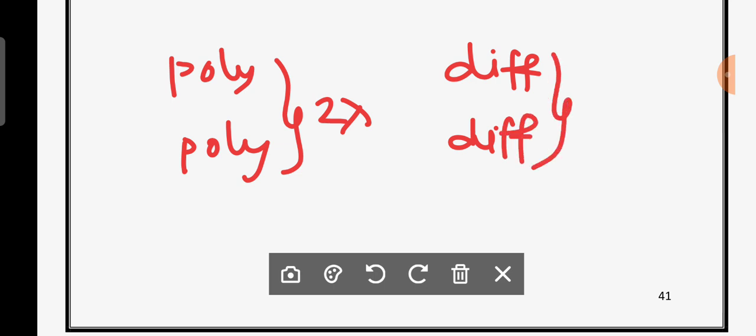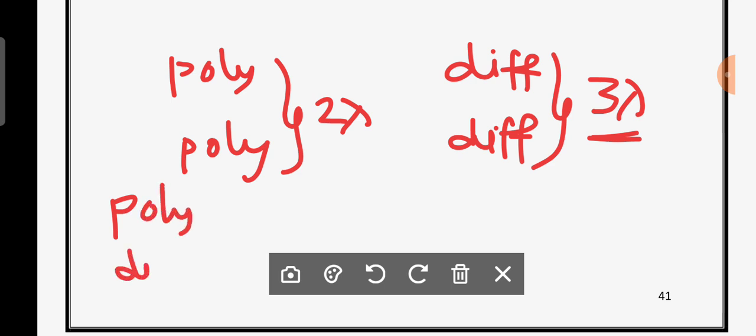Now if you are having poly, then what is the minimum spacing between these two? 2 lambda it is. Then if you are having diffusion, don't forget, we are having two types, N diffusion or P diffusion. Whatever may be the diffusion, the spacing between the two diffusions is 3 lambda. That is a very important point you have to remember. And if you talk about the spacing between poly and diffusion, then it is 1 lambda.